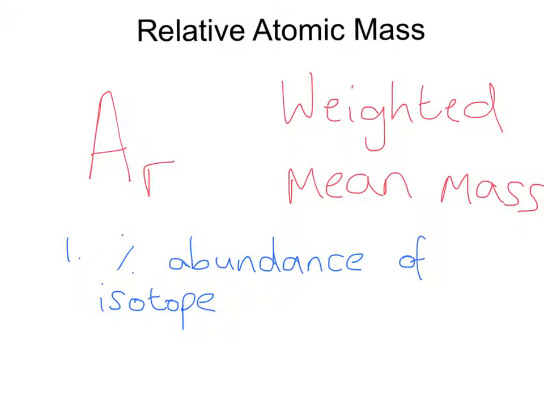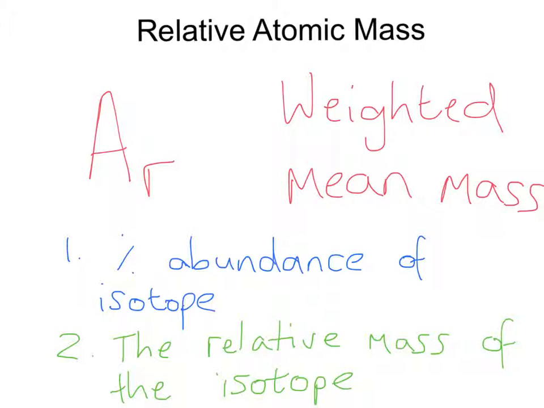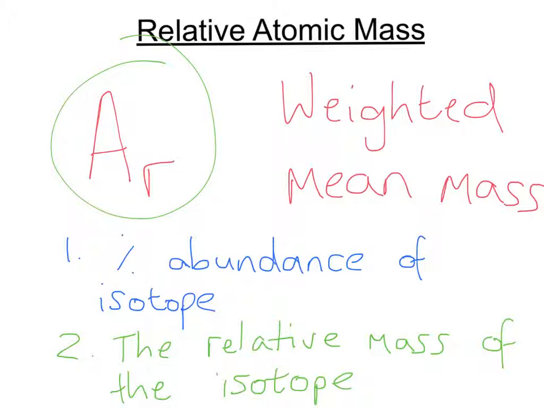Firstly, the percentage abundance of the isotope, so how common it is. And secondly, the relative mass of the isotope. Chemists then combine together the contribution from each isotope to arrive at the relative atomic mass, AR, of an element. All masses are relative to the mass of carbon-12.